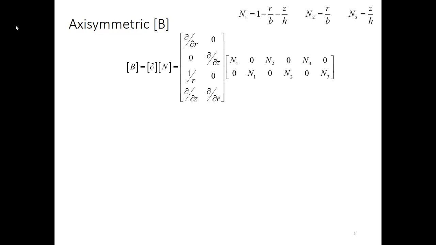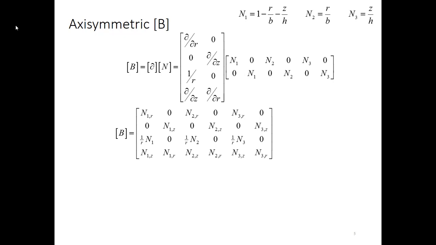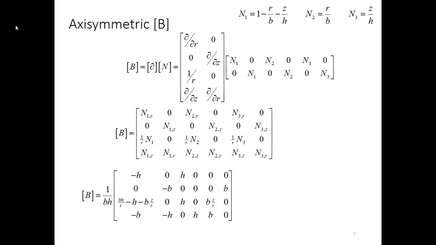But now our B matrix, instead of having 3 rows, is going to have 4 rows because we have 4 rows in the partial derivative matrix operator. So the end result is this expression. One thing that should stand out as being distinctly different is that the third row here has no derivatives. Those are the raw shape functions, and then we're just dividing through by the radius. That introduces some interesting effects that we'll talk about in another slide.